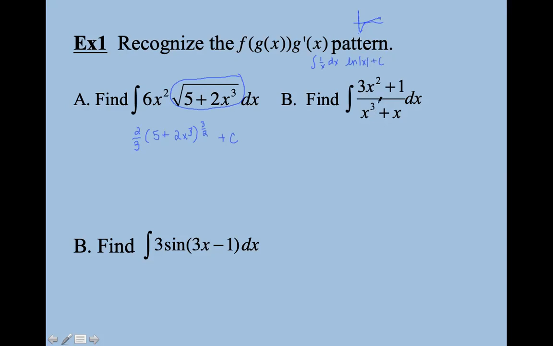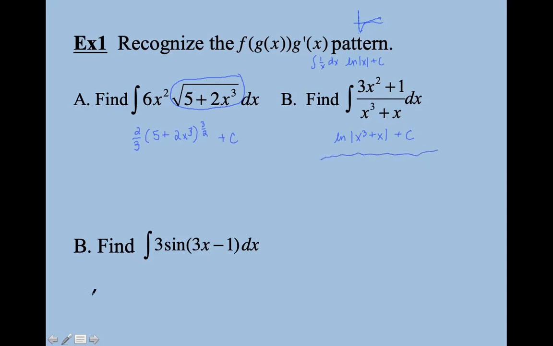All right, so I'm going to look at that. So I'm thinking, is this an ln problem? Well, if it is, we'd have to have some chain rule. So what's the derivative of x cubed plus x? It would be 3x squared plus 1. So this is, in fact, an ln problem. So I would get the antiderivative is the natural log of x cubed plus x plus c.